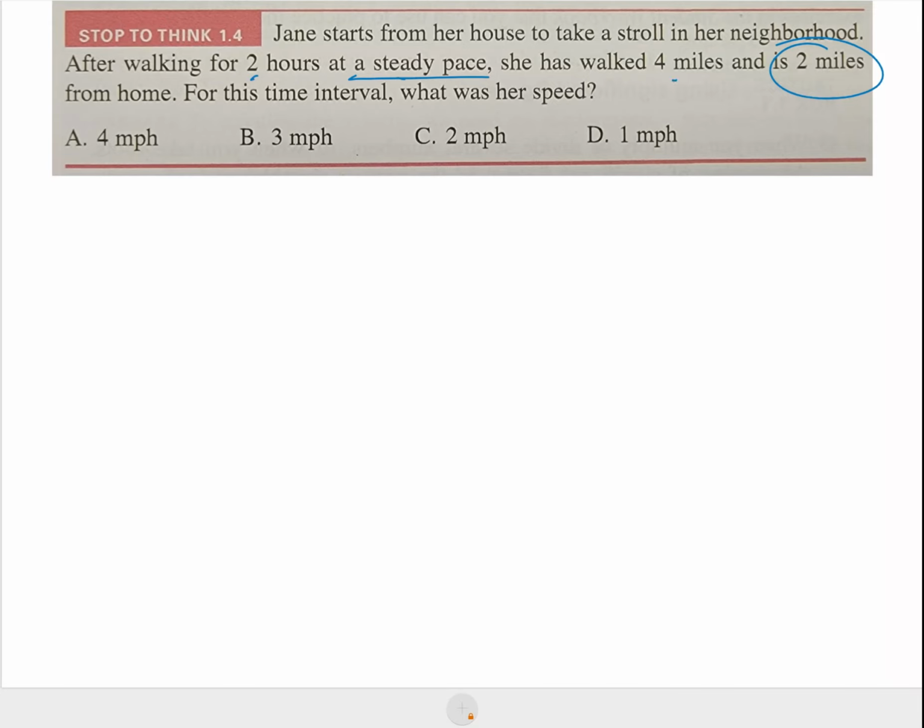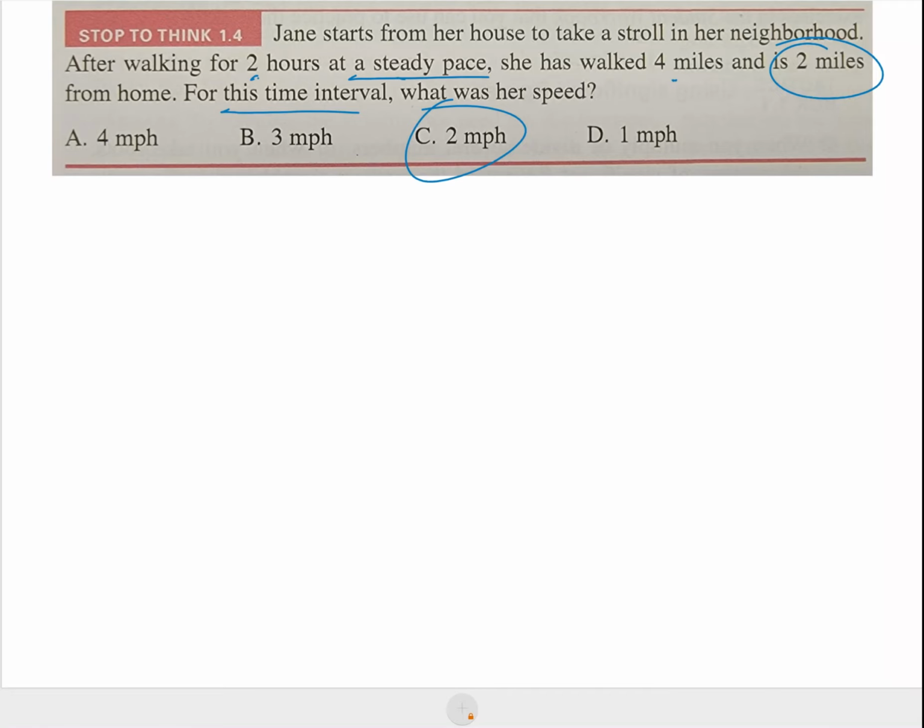But if it asked how long she will have been walking after she gets home, that would be like a follow-up question, right? Then you'll need that information. Exactly. Right now we don't need it. For this time interval is just these 2 hours that she was walking at a steady pace. At a steady pace for 4 miles, 2 hours, the only possible answer is 2 miles per hour. So you had some useless information there that you didn't need to answer the question.